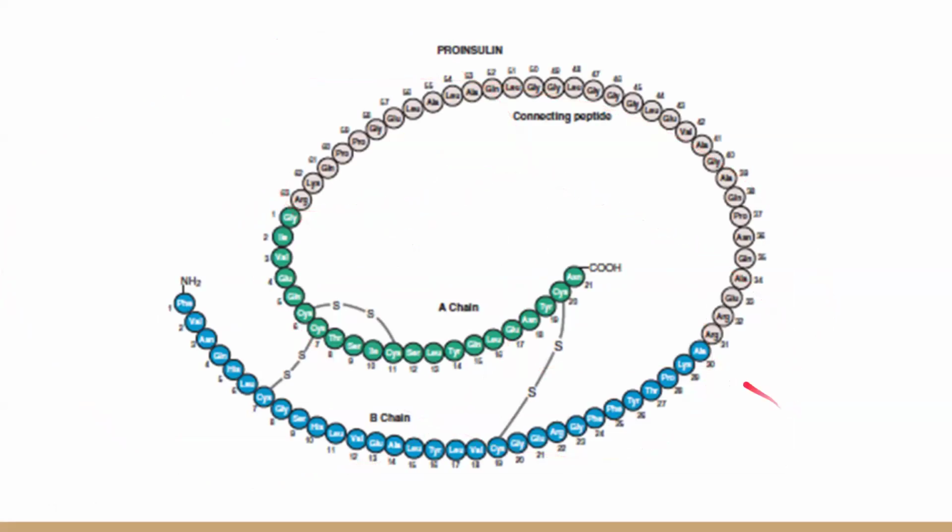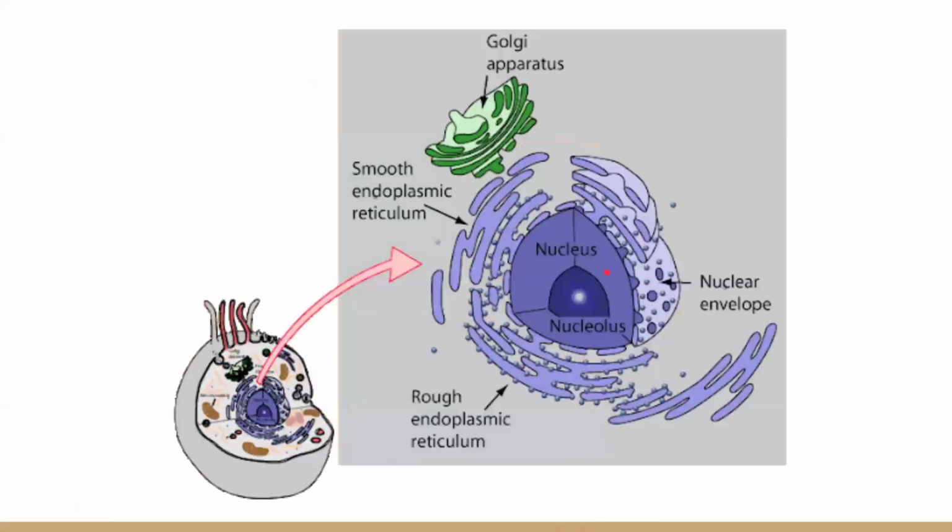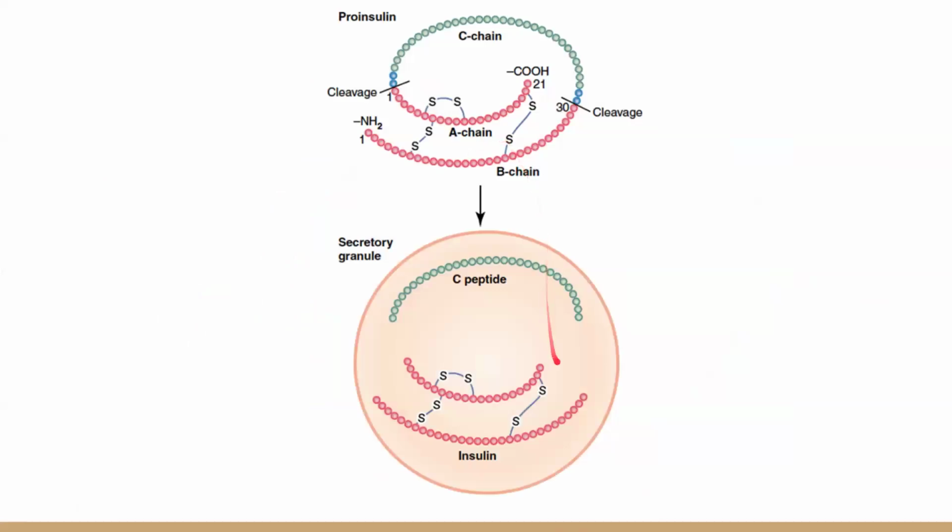But you don't need the C peptide either. You just need this whole part for insulin. So how do you cleave off the C peptide? You take it to the Golgi apparatus here, you cleave off the C peptide, and then you get insulin and C peptide in one vesicle, which looks something like this. This is what you'll have as proinsulin. When this is cleaved off, you'll have insulin here and the C-peptide here.